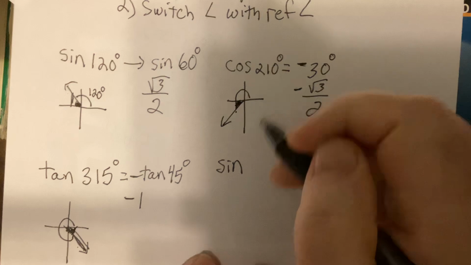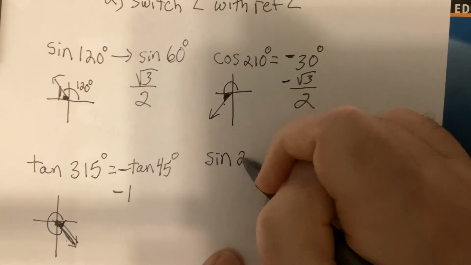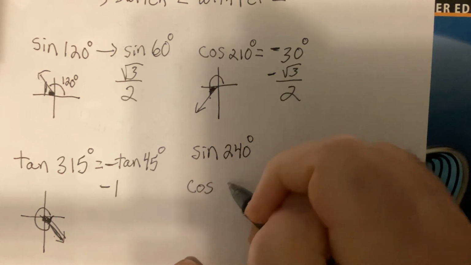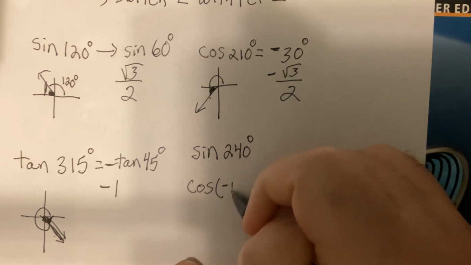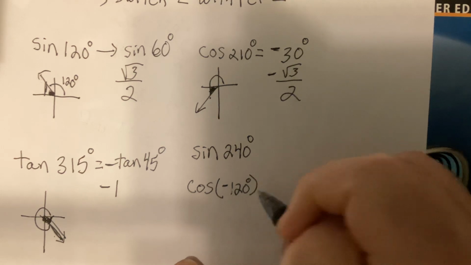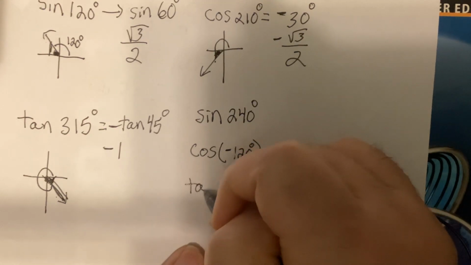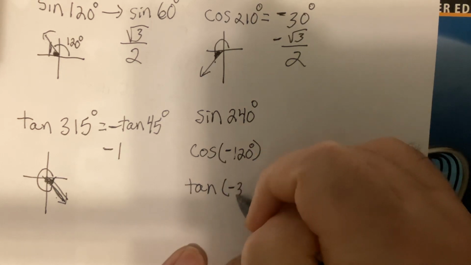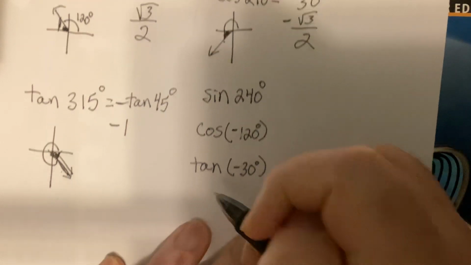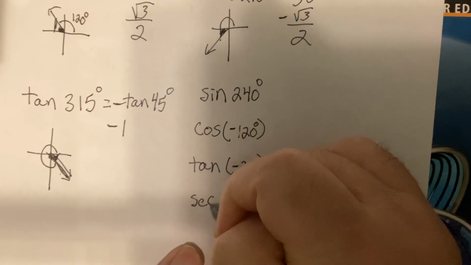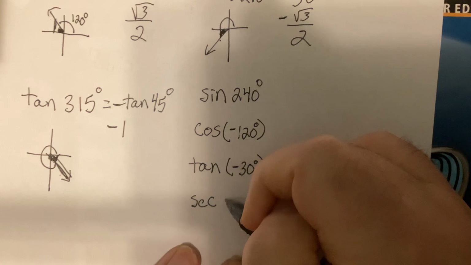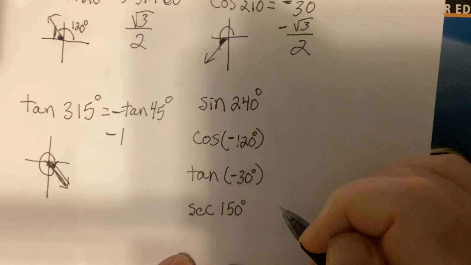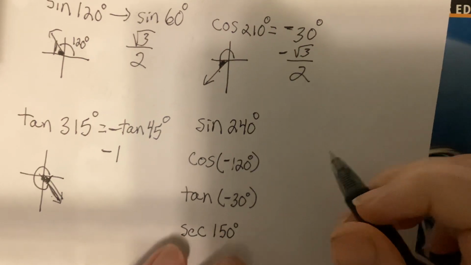So for me right now, what is the sine of 240? What is the cosine of negative 120? Ooh, that's a tricky one. What is tangent of negative 30? And what is the secant of 150 degrees? Figure out those for me and then turn me back on.